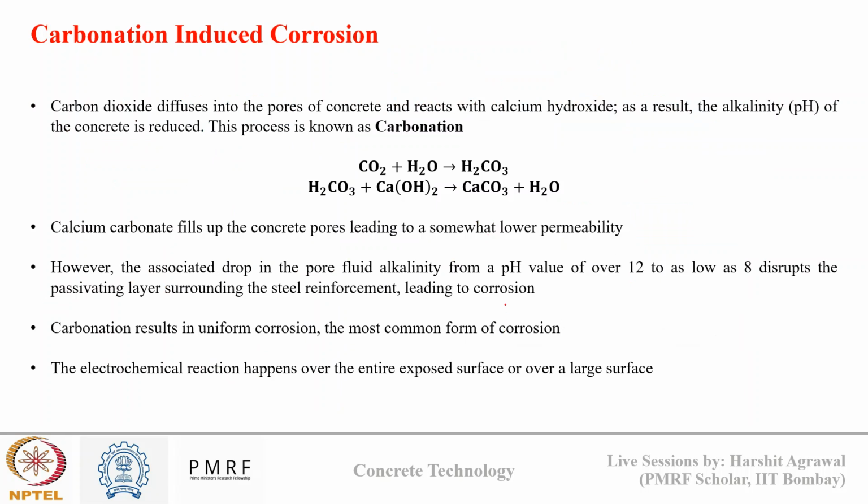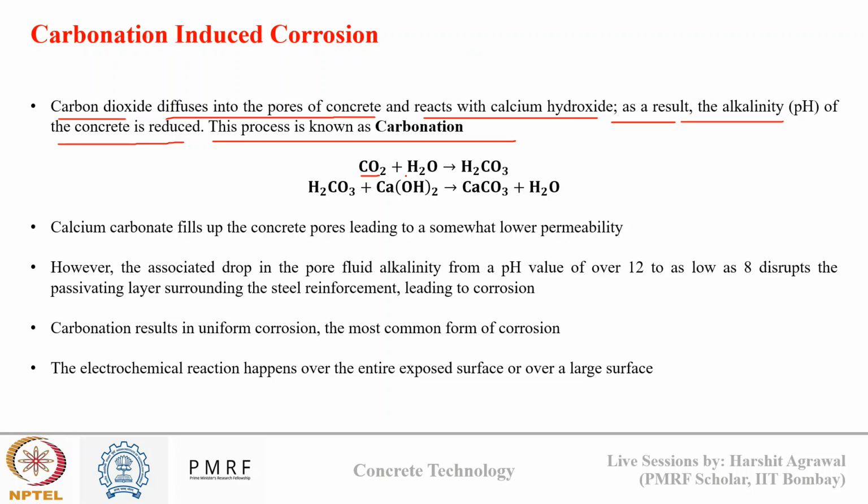Okay, so now let's see about carbonation induced corrosion in detail. What happens is CO2 diffuses through the pores of concrete and reacts with calcium hydroxide, and as a result the alkalinity, or pH, of concrete is reduced. This process is known as carbonation. So we have CO2 from the atmosphere.